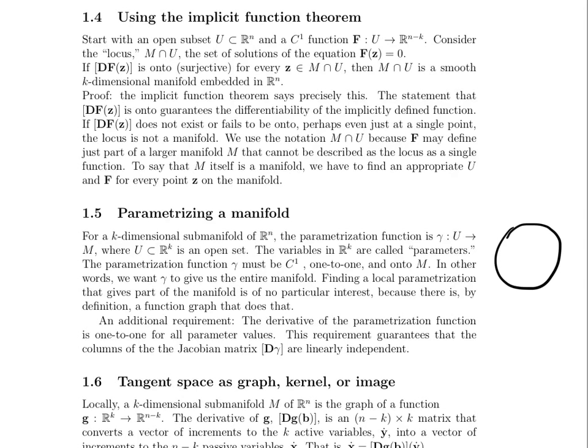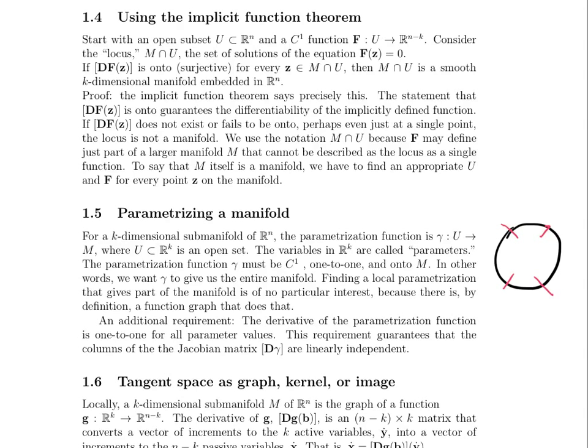So finding a local parameterization that gives part of the manifold is of no particular interest because there is, by definition, a function graph that does that. What's great about parameterizations is that with this unit circle, we actually had to cut it up into a million little pieces to describe it as a function graph. There's one function graph over here, one over here, one up here, and one up here. Scratch that. We can throw that out and say, hey, I want to use a parameterization. And that parameterization, we just need one of them, can actually define the entire manifold.